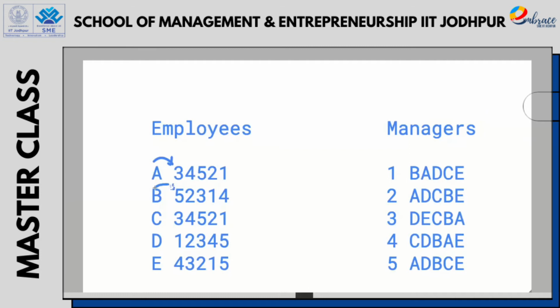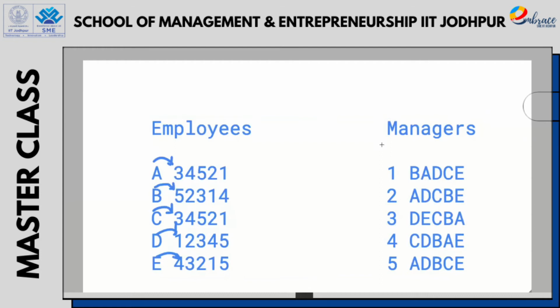Next is B. B says I would want to work with 5. C wants to work with 3. And D wants to work with 1. And E wants to work with manager 4. Right? So this is the first preference ordering of these employees. These are the most preferred managers.